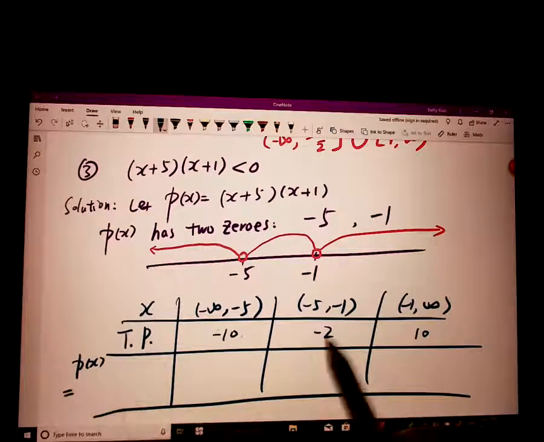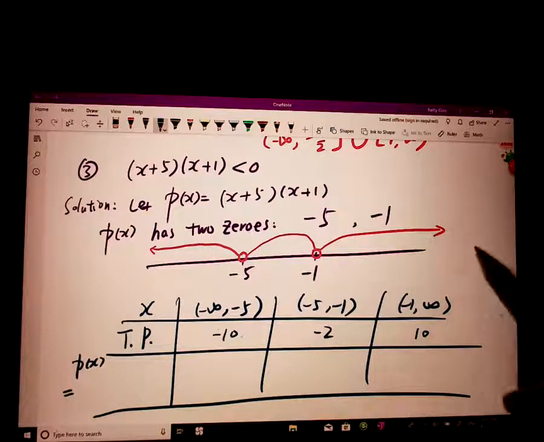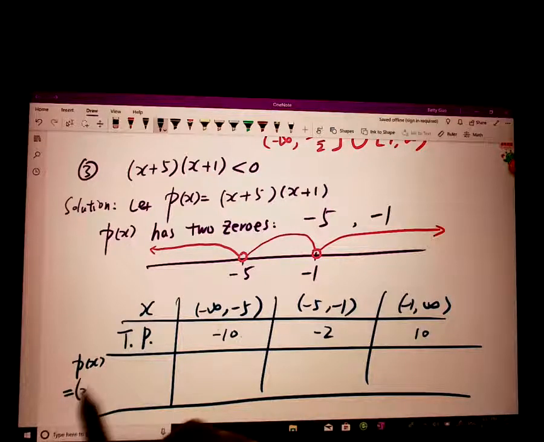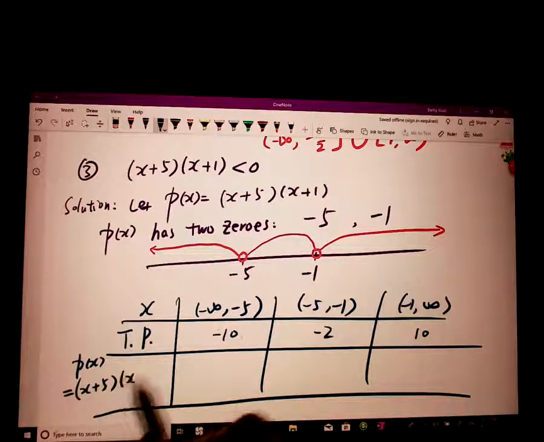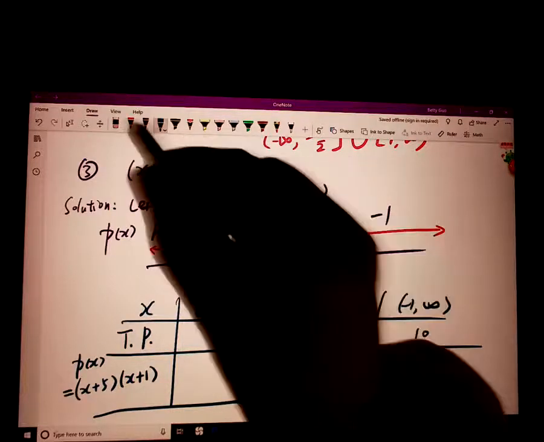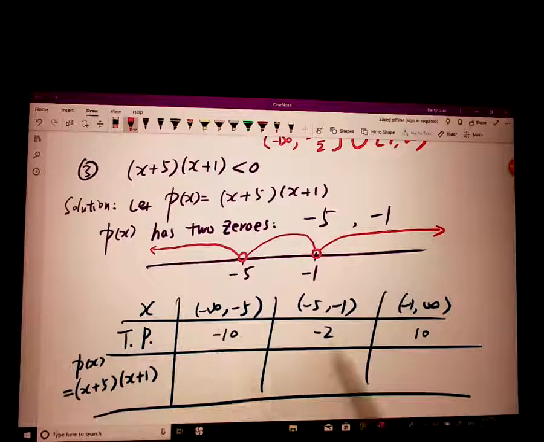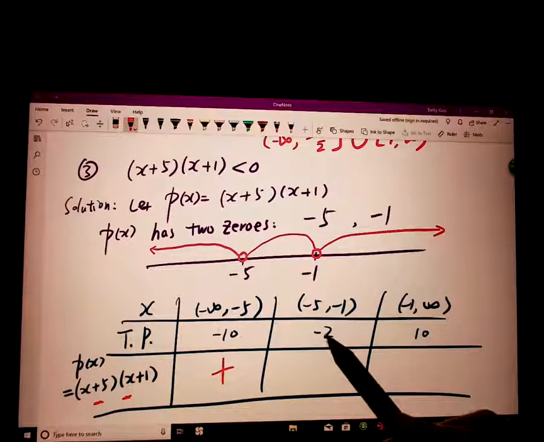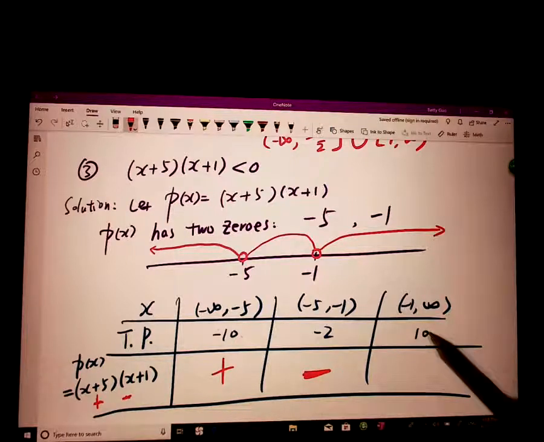After you repeat those examples, you would get the idea about the sign chart method. P of x is x plus 5 times x plus 1. Let's see the sign of the function at those testing points. Plug in -10: the first parenthesis is negative, the second is negative, negative times negative is positive. Plug in -2: we have a positive here, negative here, so negative. Plug in 10: positive here, positive here, so positive times positive.